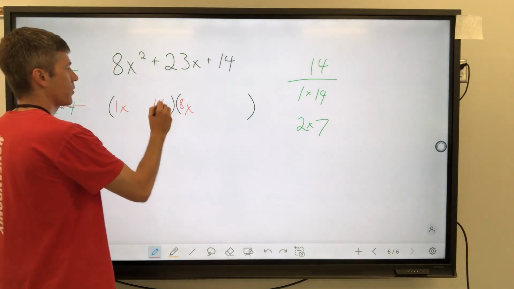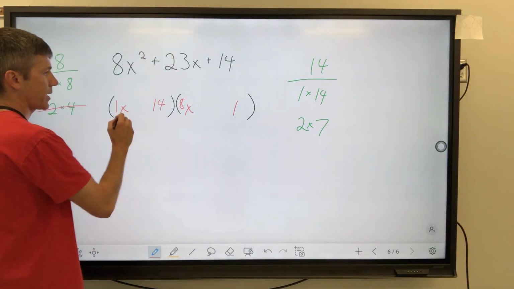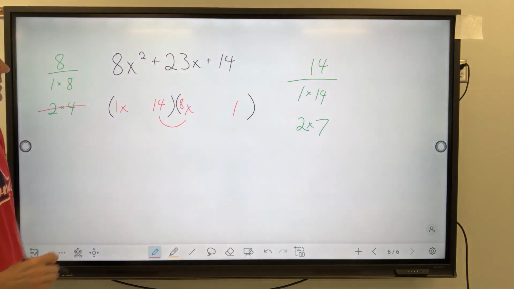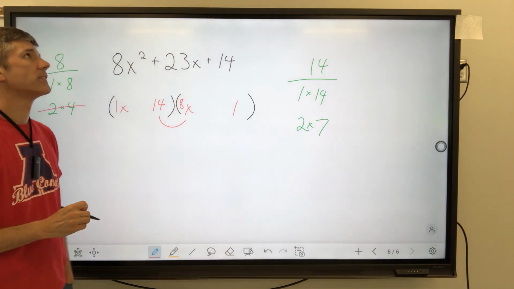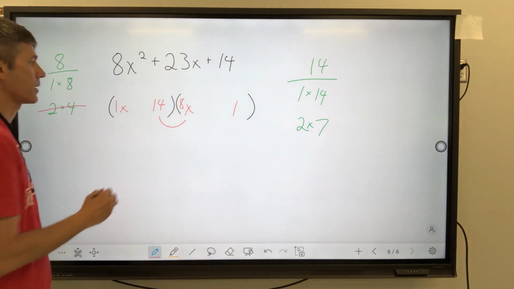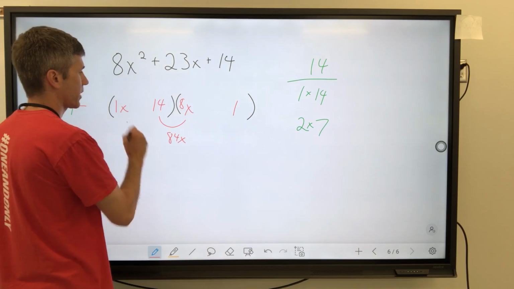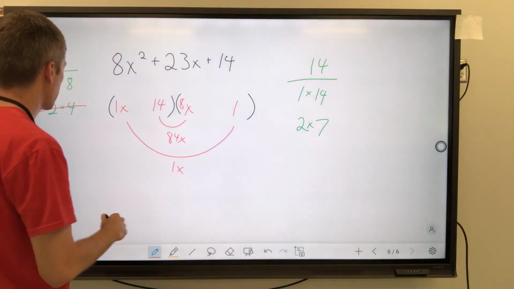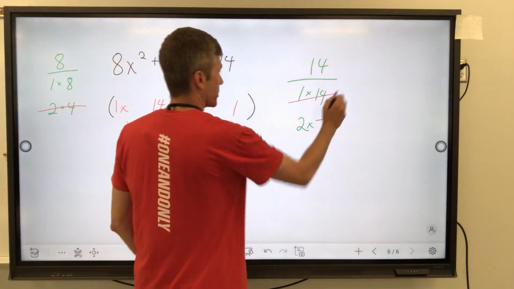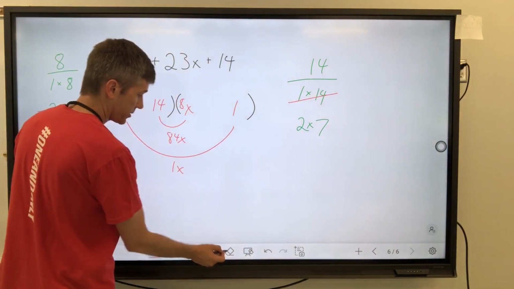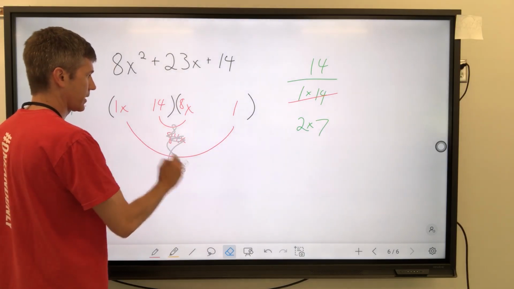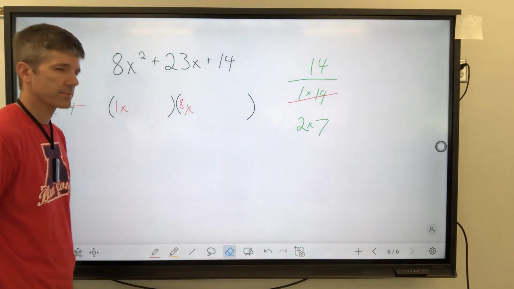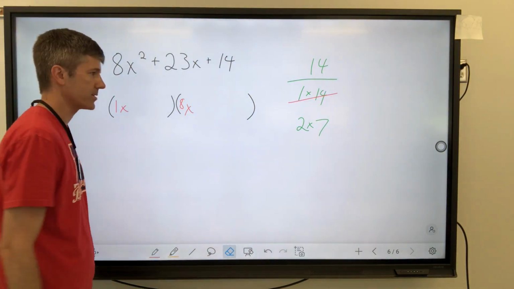We can do 14 and 1, and that gives us 14 times 8, which is 84. 84x and 1x is going to give me not 23, okay? So that's out. So we have just exhausted all these possibilities, and we are down to some very reasonable things. Told you it's a lot of guess and check. Isn't there a better way, Mr. Reader? Not if you want to understand the concepts.